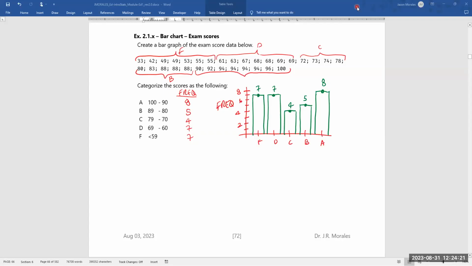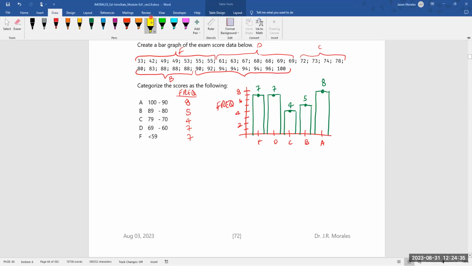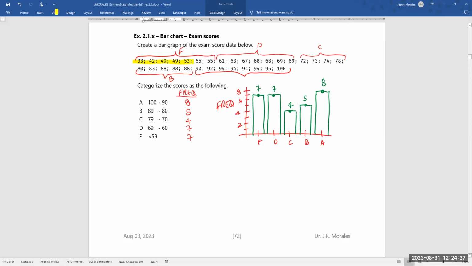This example is about creating a bar chart from exam scores. In this example, we want to create a bar graph of the exam score data below. Initially, all you're given is this data.